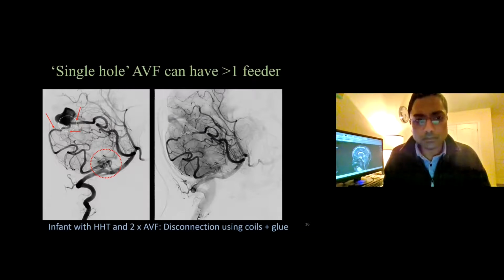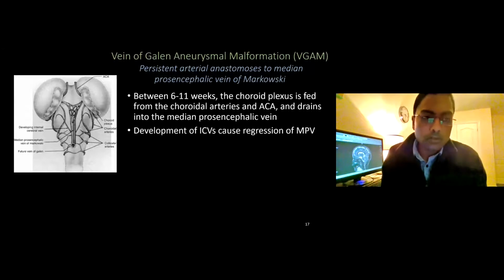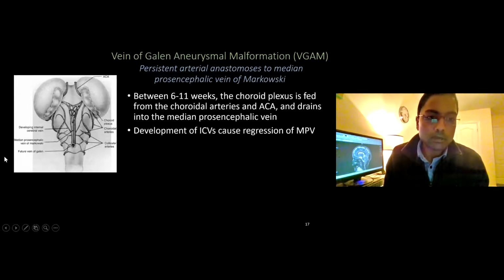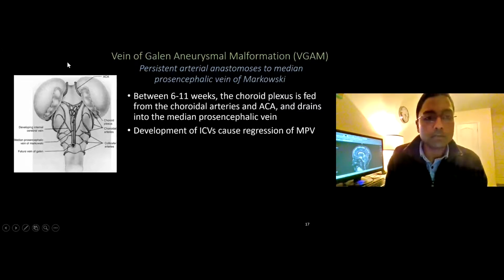So let us switch a bit to vein of Galen malformations, which is essentially the persistent arterial anastomosis to this median prosencephalic vein. So what does that mean? Let me explain it. Okay, so this is the embryological brainstem. We are looking at it from the undersurface. So this is the undersurface of the brainstem. Here is anterior and here is posterior.